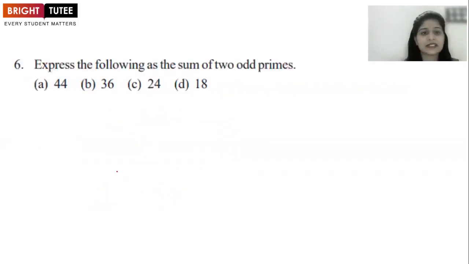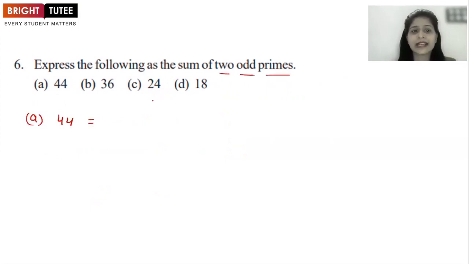The next question says: express the following as the sum of two odd primes. The first part is 44. You have to take two odd primes and express 44. What do we have to add to 3? 41. What do you think about 41? 41 is an odd number, and we need an odd prime. Is 41 a prime number as well? Yes. So we can write 3 plus 41, and it gives 44 as the sum of two odd prime numbers. B part, that is 36.